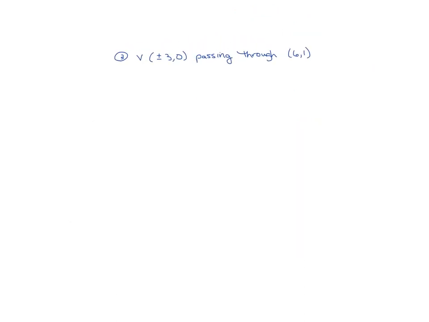Let's try example 3. Again, let's give ourselves a visual. I have vertices at positive 3, 0 and negative 3, 0. So I have a vertex right here and right here. I've also been given an ordered pair that's on the hyperbola. So 4, 5, 6, and then it's going to go up to 1. So this is on the graph.